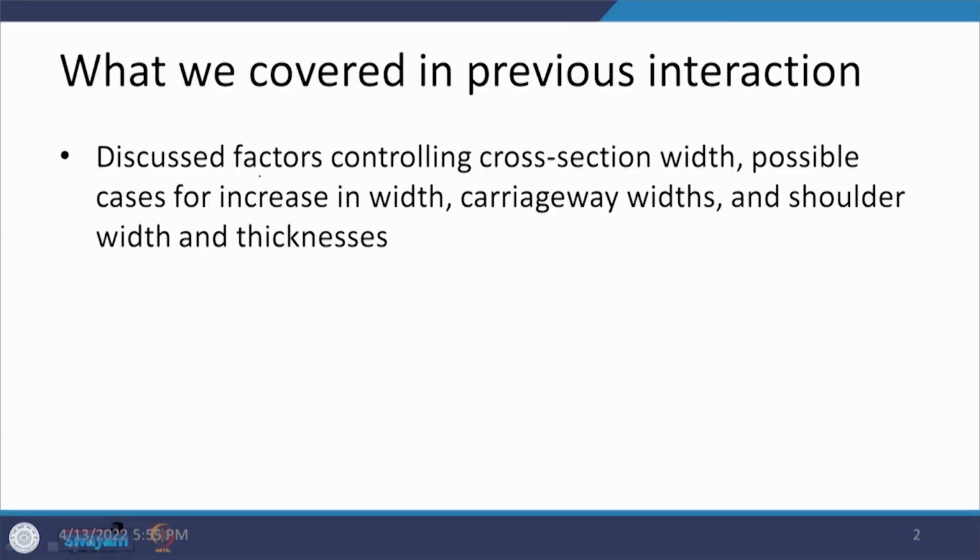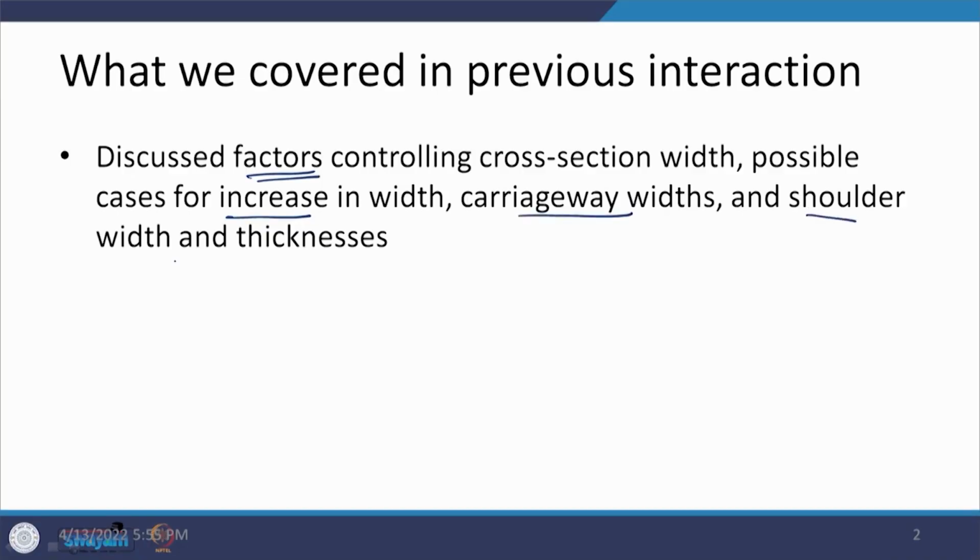Dear students, we are back with our geometric design course. We started with module 2 and we have looked at the cross sections for different categories of roads. After that, in the previous interaction, we talked about the various factors which control the cross section width. Then we looked at the cases under which the width needs to be increased, and then we started with the elements of the cross section.